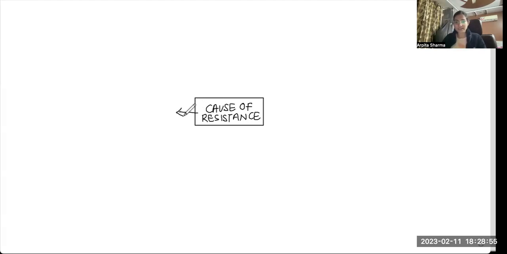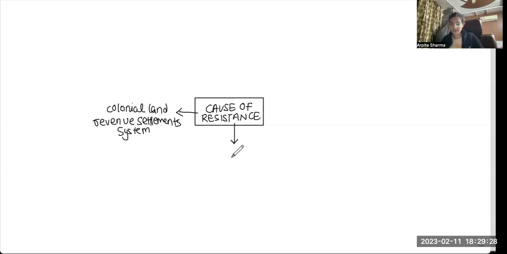Now cause of the resistance. When we talk about the first cause of resistance, it was that the colonial land had different revenue settlement systems. That was one of the causes why the peasants participated in the movement. Why did the peasants start getting agitated? What was the reason? Because of the colonial land revenue settlement system. ठीक है, जमींदारी, महलवारी, रैयतवारी. Next, because in all those systems, peasants did not benefit.